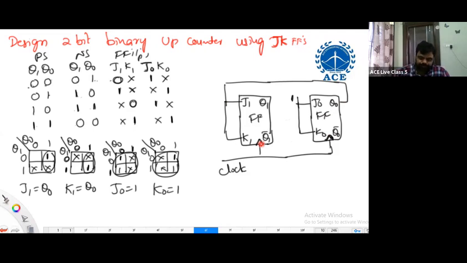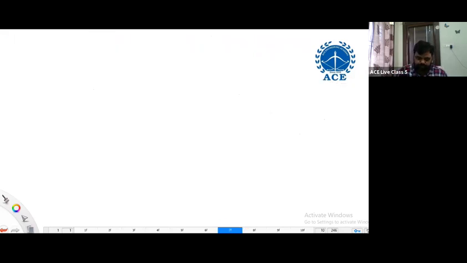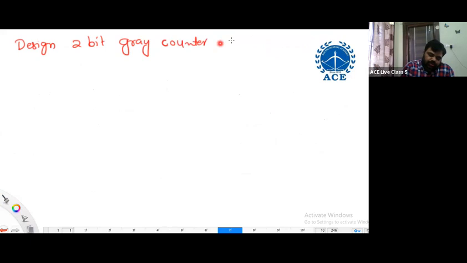Simple thing. Next, moving to next slide. Design a 2-bit gray counter using JK flip-flops. Please complete on your own. Take 2 minutes. So please complete, everyone. Please try.